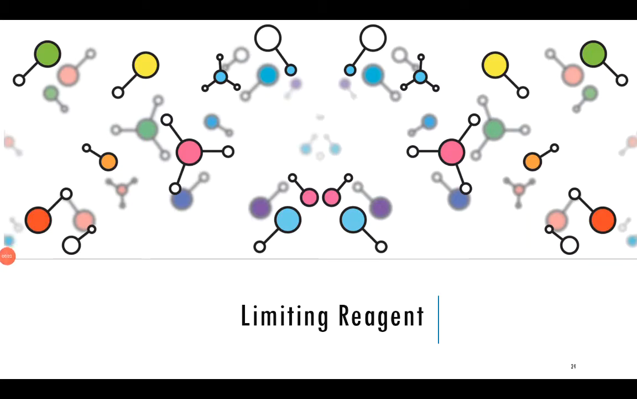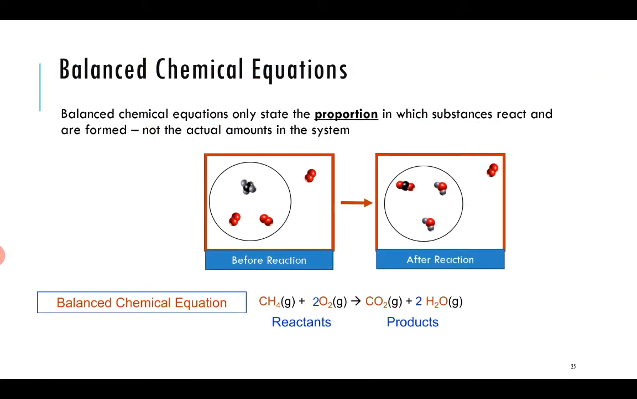In this video, we will learn how to determine what the limiting reactant is, conceptually as well as mathematically. So we have learned so far that those stoichiometric coefficients tell us the proportions in which things react. They do not tell us how much we actually have in our system.